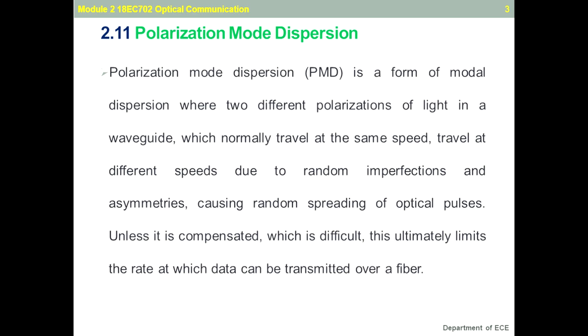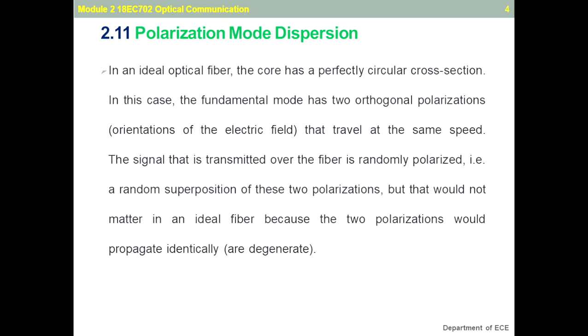They travel at different speeds due to random imperfections and asymmetries that cause random spreading of optical pulses. In the ideal case, both polarizations have to travel at the same speed, but they are traveling at different speeds due to the imperfections present in the fiber and due to the asymmetries. What happens is it results in random spreading of the optical pulses. Instead of a narrow pulse, we are getting spread pulses. So we have to take more care to compensate this dispersion, otherwise it limits the bandwidth distance product. Hence it should be considered carefully.